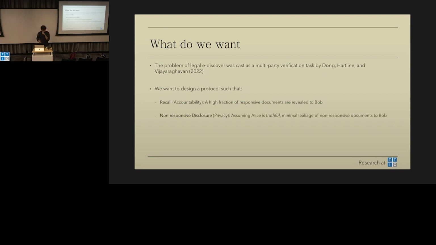And then the privacy part is captured by the non-responsive disclosure. So assuming that Alice acts truthfully, that she reveals all the relevant documents she has, her privacy should not be leaked, that is, there should be minimal non-responsive disclosure. Of the non-responsive documents that she holds, as few as possible are revealed to Bob. So these are the natural two parameters which are in tension with each other. And of course, eventually you want things to run efficiently, at least empirically.